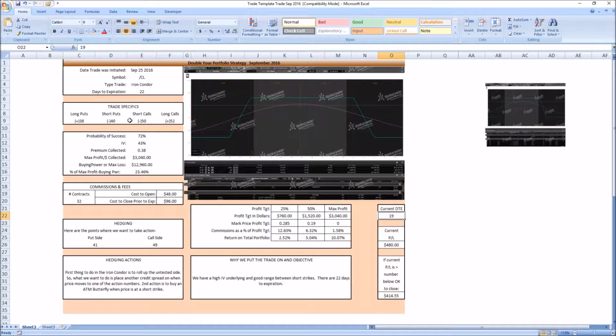So here are all the trade specifics. I'm not going to rehash all of that stuff. You can clearly, easily see that. And here's the current profit and loss graph picture from Thinkorswim. So currently our profit is 480 bucks in this trade. And like I said, we have 19 days to expiration. Our first profit target, the first time we want to check and reassess whether we want to stay in this trade, is at the 25% mark. So that's our first target.